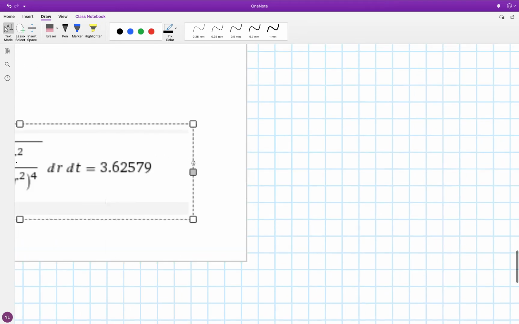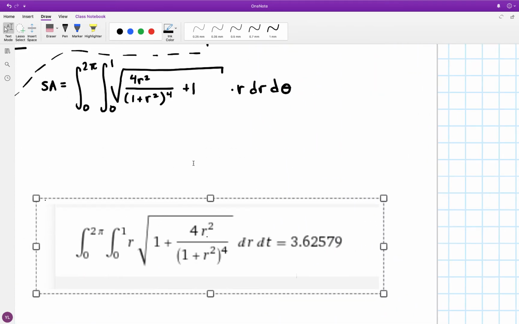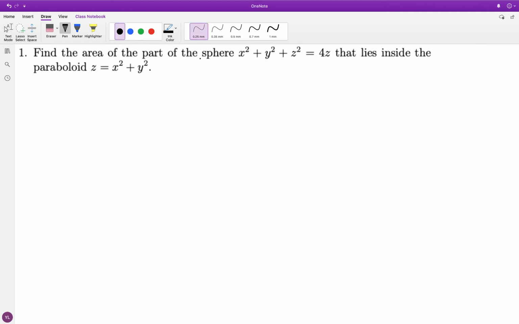Obviously, you're not going to, well, I was going to say you're not going to do this on tests, but since you're working from home, maybe you can do this on tests now. Anyway, let's do another one.